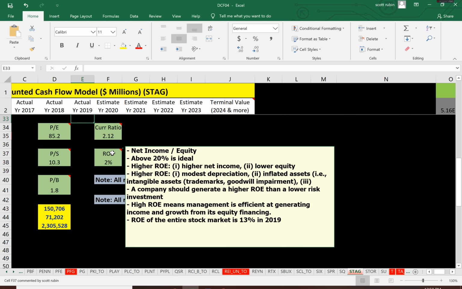ROE is your income over your equity, and it's how well you invest the equity you received. So I like to see 20% or higher, but since this company gives most of the money back in dividends, it's probably less likely to have a strong ROE. And just for informational purposes, the average ROE in 2019 across all stocks was 13%. So generally you want to see a higher ROE.